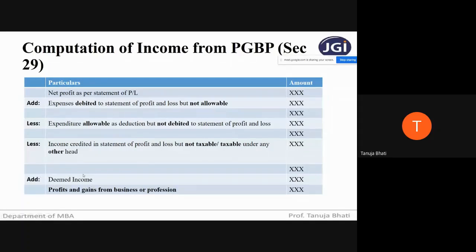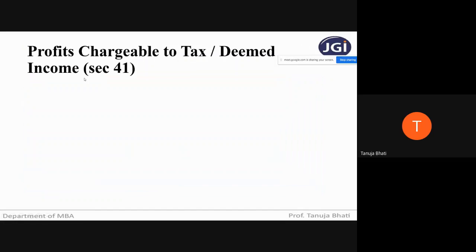This concept is already known to you all. What are deemed profits or deemed income? I had given a few examples; today we will be seeing in detail. Once you add this, whatever you get is profits and gains from business or profession, and this is the income or profit on which you will charge the tax. So moving ahead, profit chargeable to tax or deemed income.